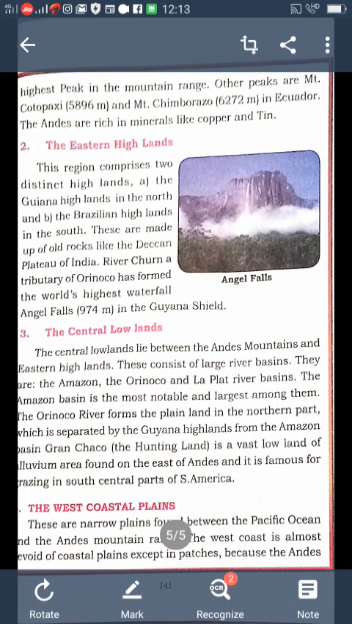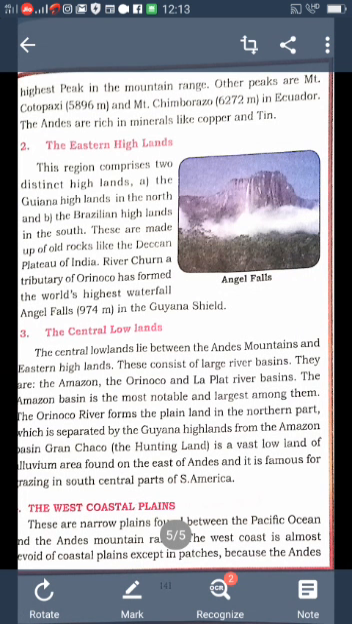The Aconcagua, on the Argentina-Chile border, is the highest peak in the mountain range. Which is the highest peak? Mount Aconcagua. What is the height of Aconcagua? 6,960 meters. Next one is Cotopaxi and Mount Chimborazo. These are all the important mountain peaks in the Andes mountains.